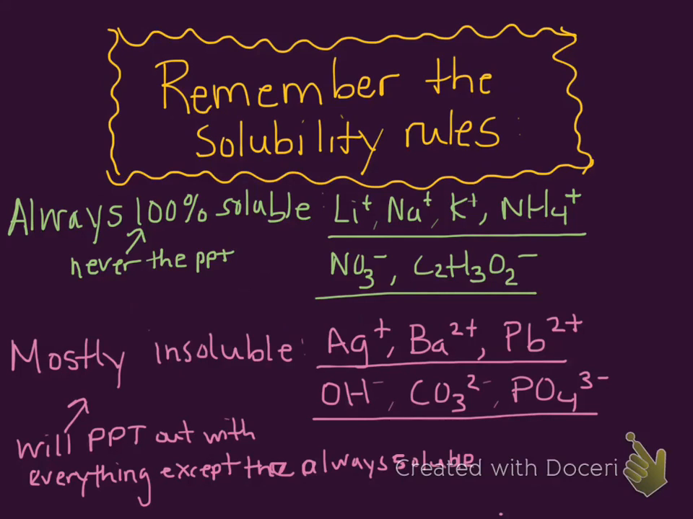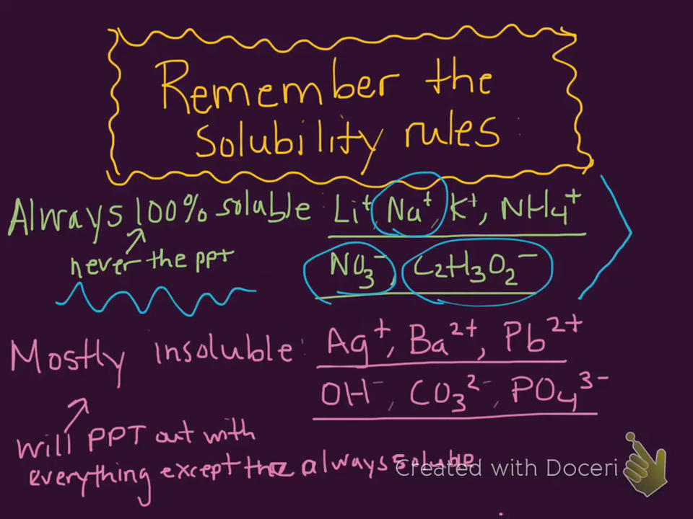So these are always considered soluble. If you match anything up with sodium, it doesn't matter whether it's chloride, hydroxide, carbonate, it doesn't matter. It will stay dissolved in water. It will never precipitate out. These are never your precipitates, okay? Likewise, your anions, NO3- and the acetate ions. It does not matter what cation you put with them, they will stay dissolved in water.